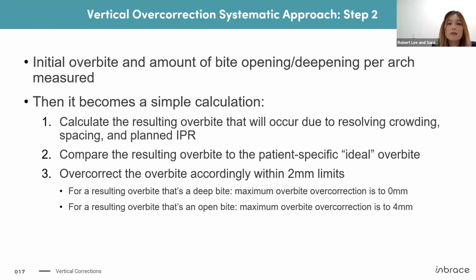So now it becomes a simple calculation. You have your initial overbite that you've measured, and then you have the amount of bite opening or bite deepening that you think will happen per arch based off of your crowding or your spacing. Then you compare the resulting overbite to that patient's specific ideal overbite, and you overcorrect it accordingly within the 2 millimeter limits. So for a resulting overbite that's deep, your maximum overbite correction is to 0 millimeters. And for a resulting overbite that's open, your maximum overbite correction would be 4 millimeters.